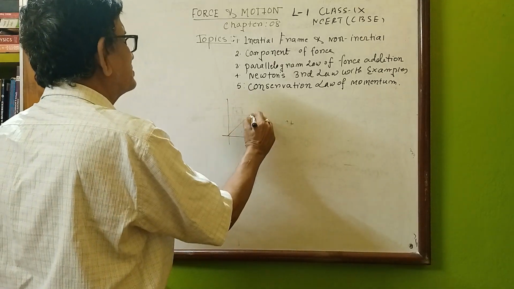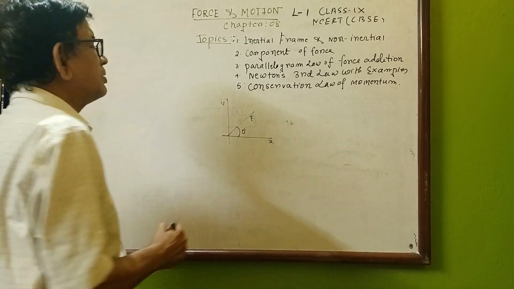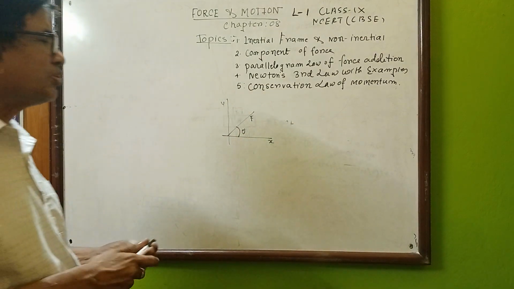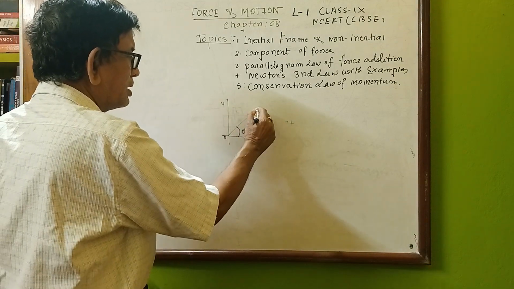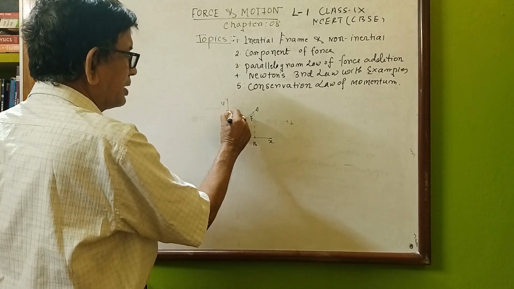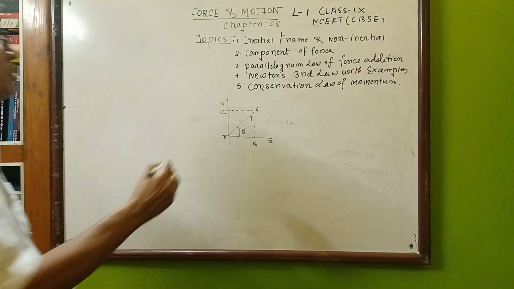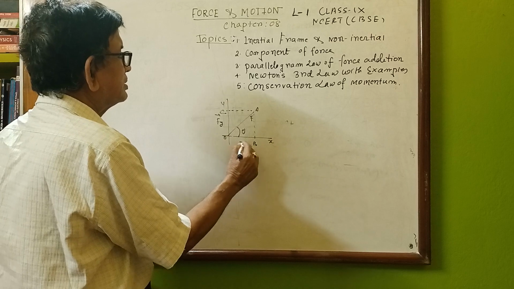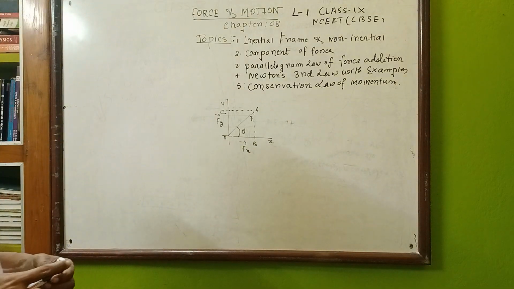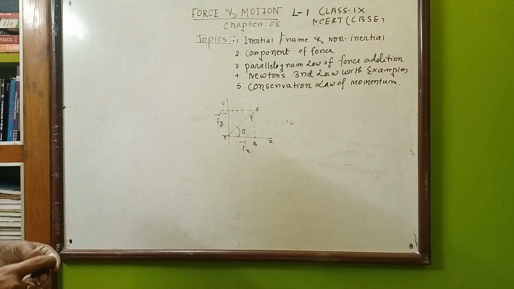Suppose a force F is acting making some angle theta with the x-axis. You may ask me, this force has two components: you draw a perpendicular on the x-axis, that is A and B, and you draw another perpendicular on the y-axis, that is C. So in that case we consider two components, one is Fx, another is Fy. That means if a force acts at an angle theta with the x-axis, this force can be taken as two components. Fx is the horizontal component.